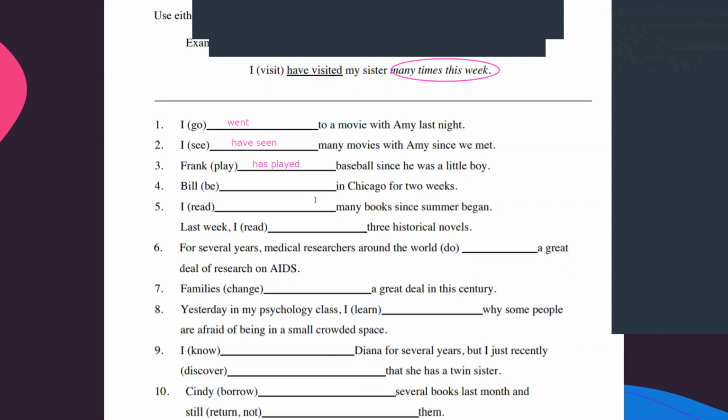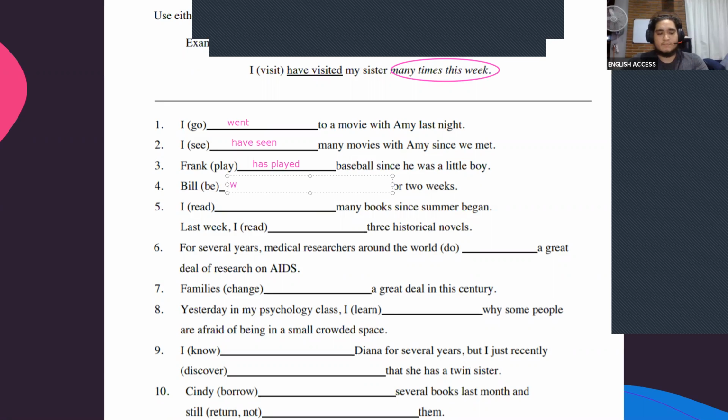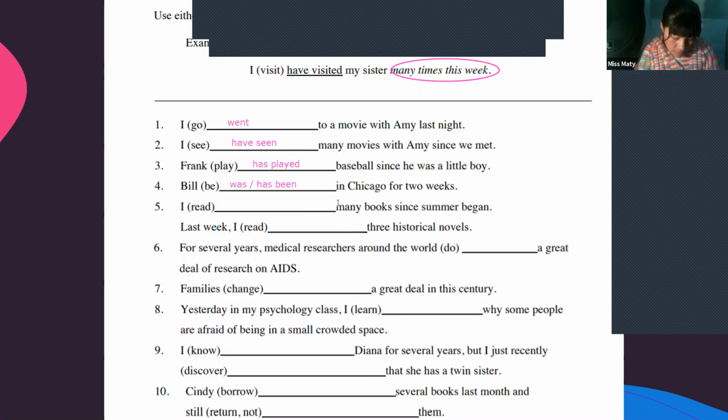Karen. Bill was in Chicago for 2 weeks. But we can also use the present perfect, right? Has been. Okay. Yeah. So both options are correct. Bill was in Chicago for 2 weeks, or has been in Chicago for 2 weeks. Okay. Yes. Good.